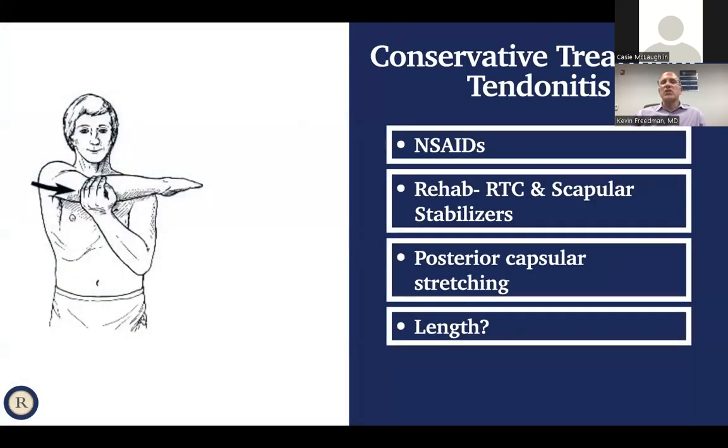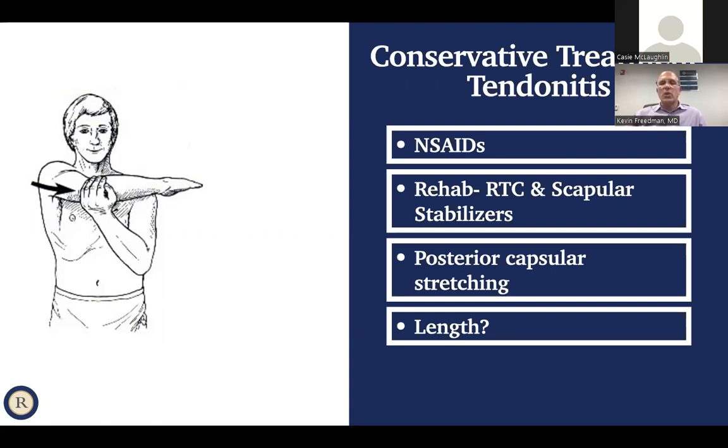So what kind of conservative treatment can we do for either tendonitis or a tear? It includes anti-inflammatory medications, both over the counter or by prescription. There are rehabilitation exercises for both the rotator cuff and what we call the scapular stabilizers, which are muscles that power the shoulder blade. There's something called posterior capsular stretching, because a lot of times people can get stiffness.